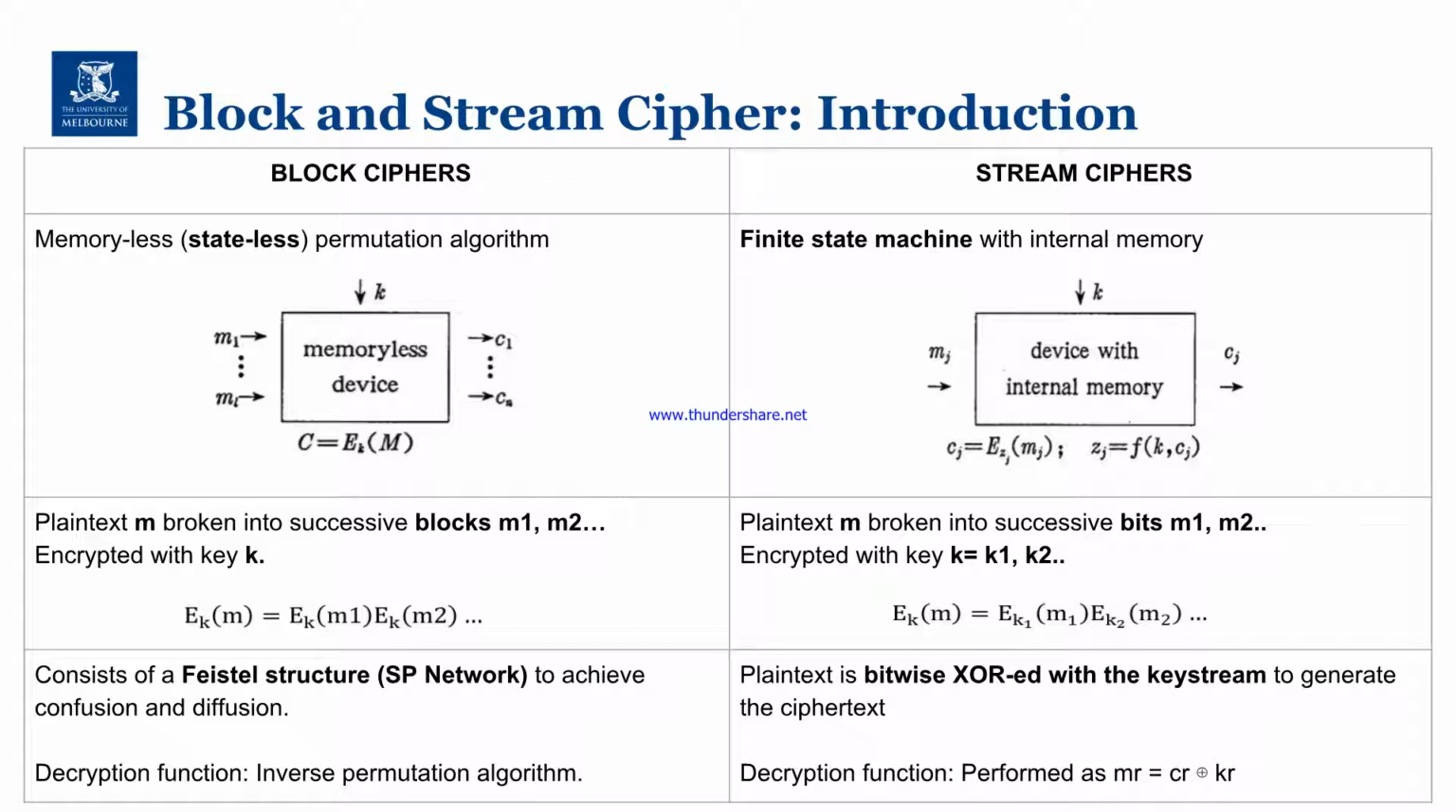Block ciphers, as we all know, consist of an SP network, the substitution permutation network, or a Feistel structure, whereas stream ciphers use the bitwise XOR function on the plain text with the key stream to get the cipher text. And since both are symmetric ciphers, the decryption function is really the inverse of the encryption function for both.